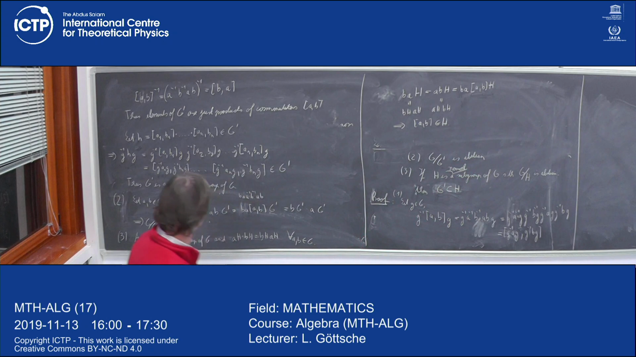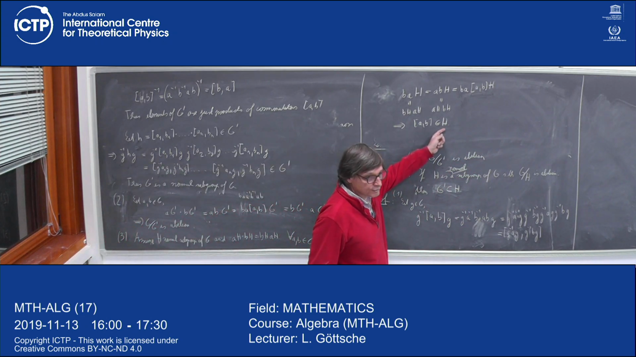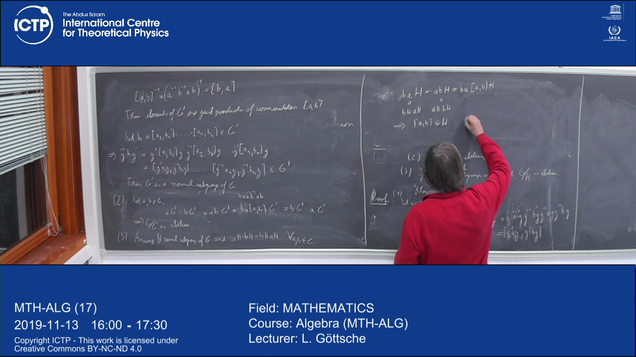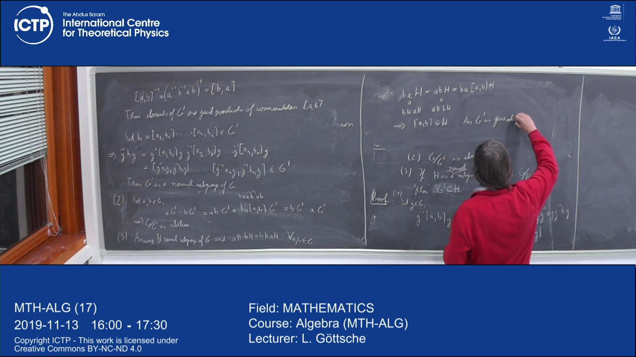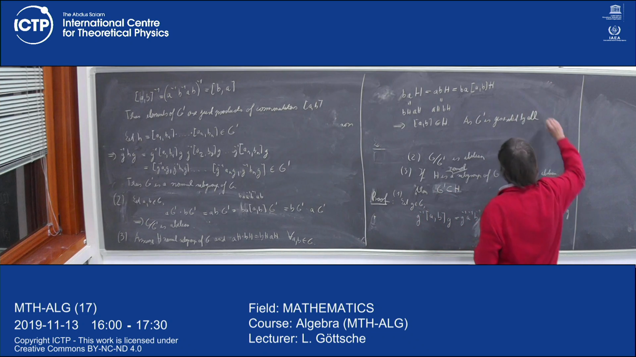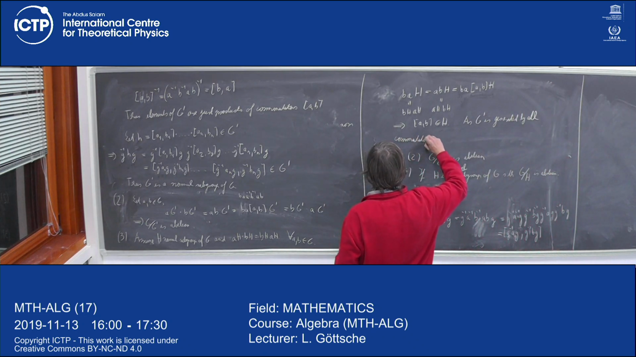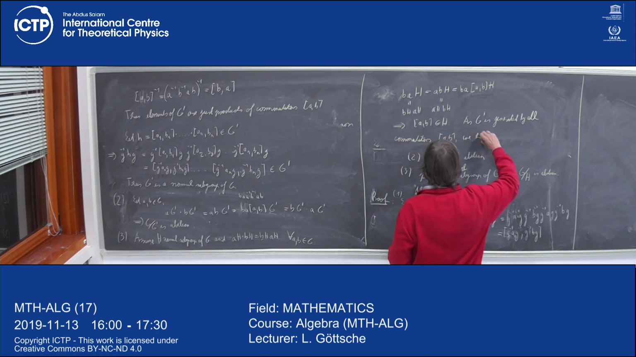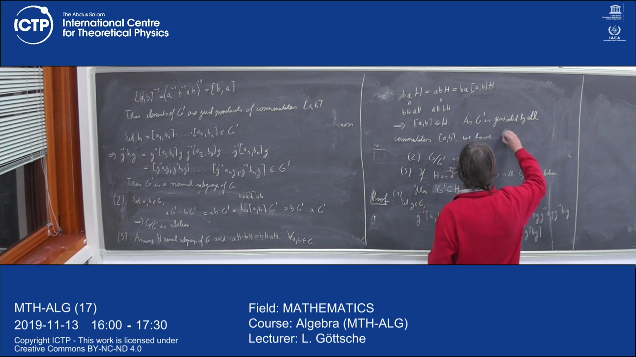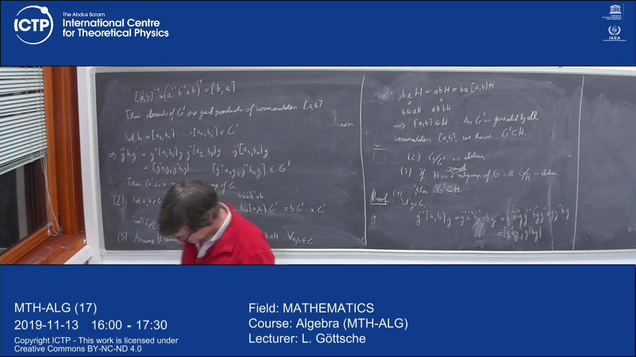And so as the commutator subgroup is generated by the commutators, it must be contained in H. We have that G prime is contained in H. Okay, so this was this lemma.